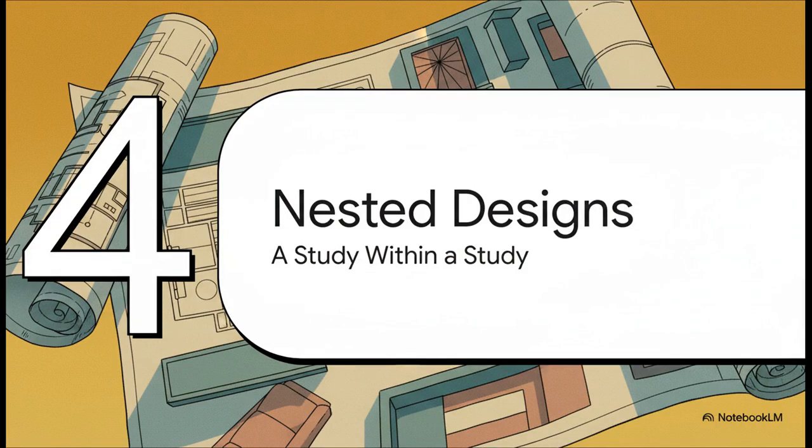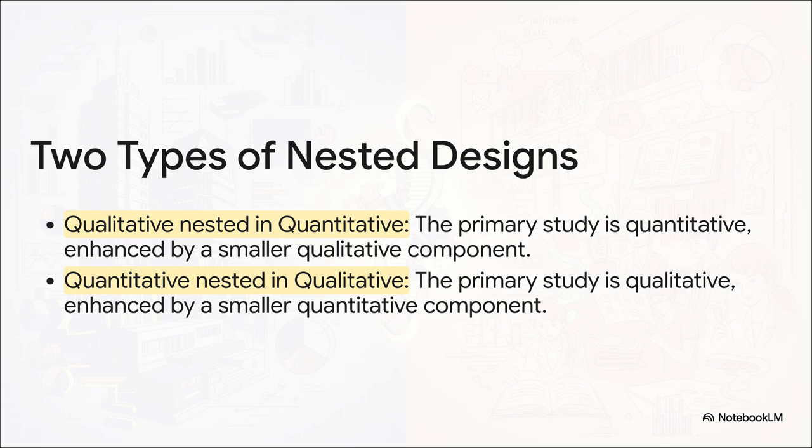Now for something a little more specialized, the nested design. You'd use this when one method is clearly your main focus, but you need a little bit of targeted data from the other method to really flesh it out. Just think of it like a study within a study. And this can work two ways. You could have a huge quantitative study, that's your main blueprint, but you nest a smaller, detailed, qualitative piece inside it to add some real depth, kind of like doing a deep dive on one critical room's design.